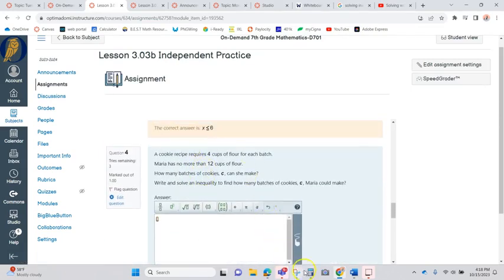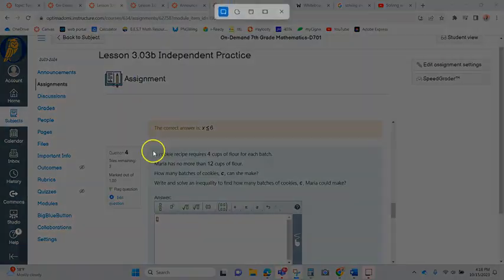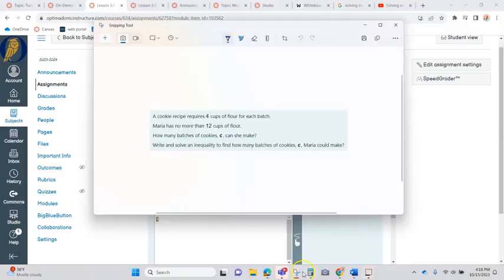Number 4. A cookie recipe requires 4 cups of flour for each batch. I'm just going to do 4 cups each batch. Maria has no more than 12 cups of flour. How many batches can she make? So C stands for batches of cookies. Write and solve an inequality.